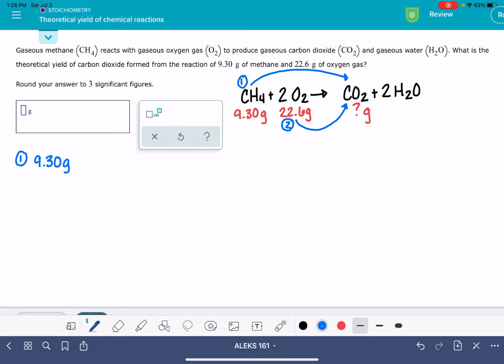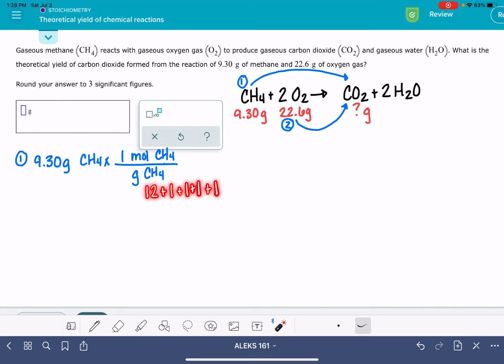9.30 grams of methane, CH4. Multiply it by a conversion factor. We want the grams of methane to cancel, so we want grams of methane on the bottom, and we want moles of methane on top. We want to convert from grams into moles. We do that using the molecular weight or molar mass of methane, and that comes from adding up the masses of all of the atoms as we read them from the periodic table. So this is approximately 16 grams per mole.